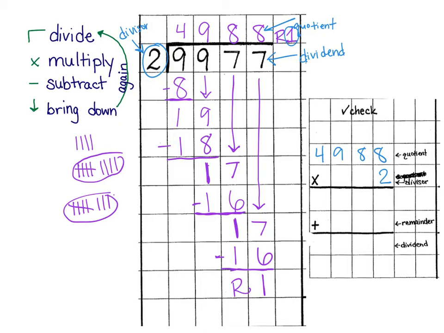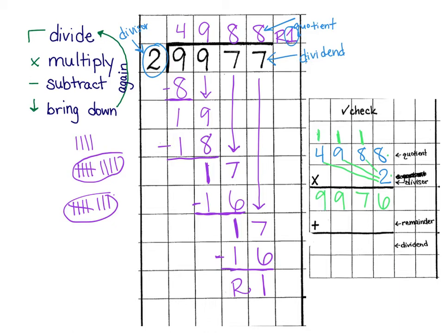All right, the first thing we're going to do is take 8 times 2. 8 times 2 is 16. And then we go to the next one. 8 times 2 is 16 plus this one, 17. Then we're going to do 9 times 2. 9 times 2 is 18, plus this one is 19. And then we're going to do this one. 4 times 2 is 8, plus the 1 is 9.